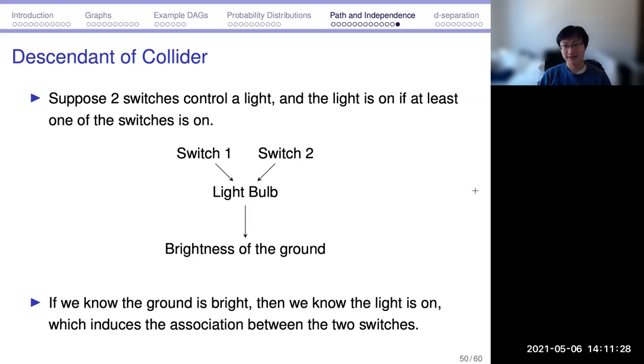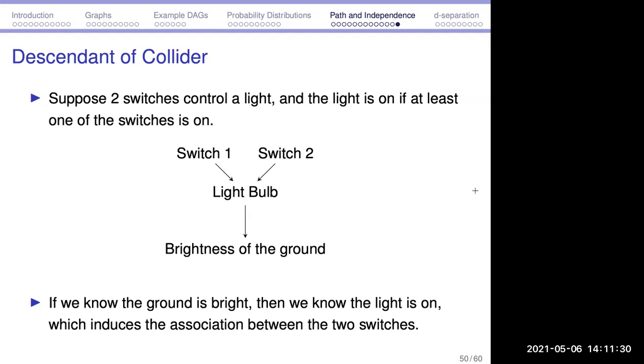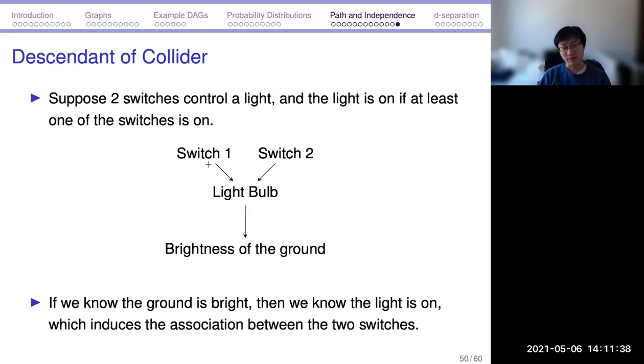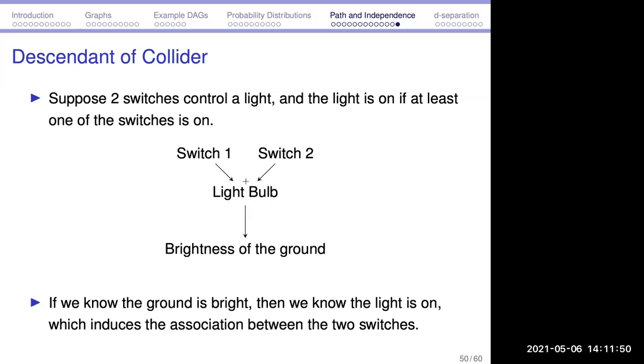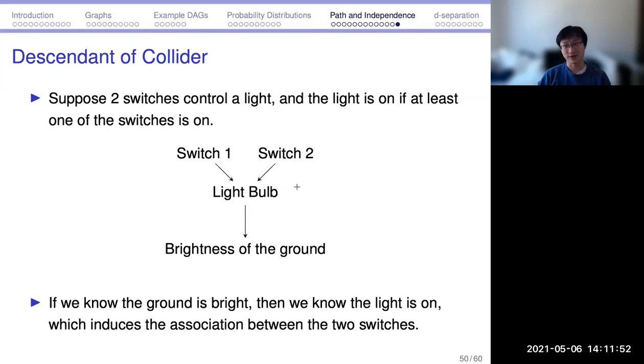Any questions? If we condition on the light, I guess C, or the light bulb, then D is independent of A and B, correct? Yes, because when you look at one of the switches, the light bulb, and the descendant, that's a chain structure. So that's why what you said is correct. Cool. Thanks.